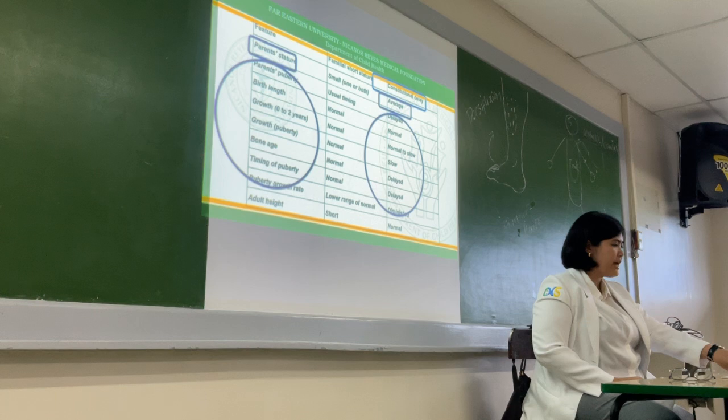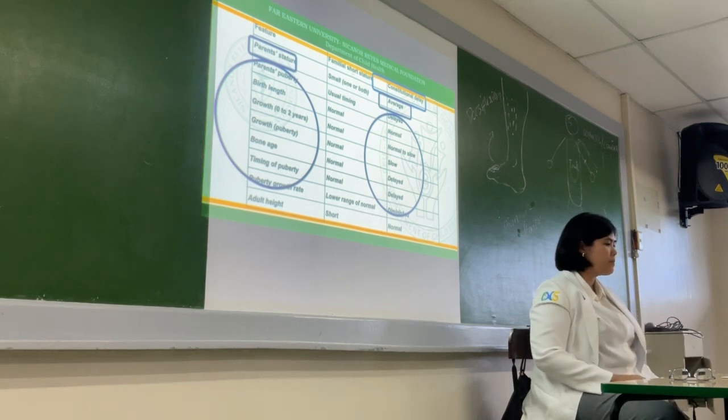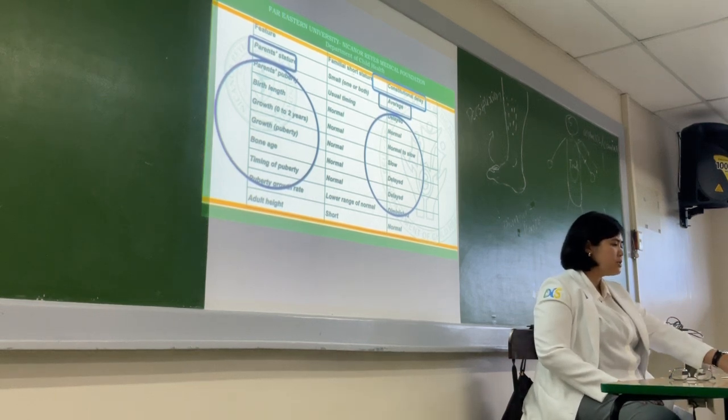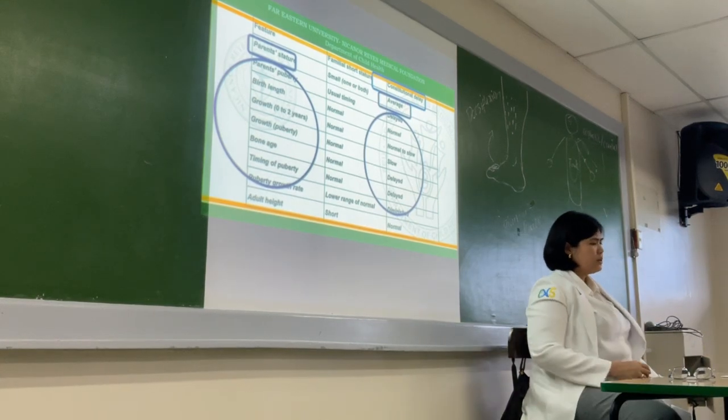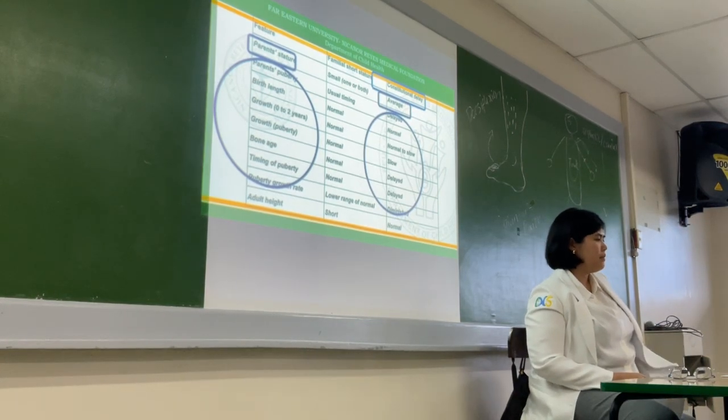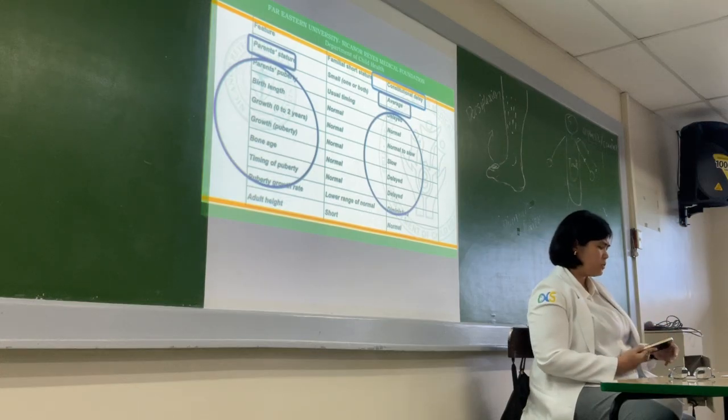The birth length and growth rate at the onset were normal, but they also have late onset puberty, so there's delayed growth age. They may have first or second degree relatives with the same condition. So, normal adult height eventually.